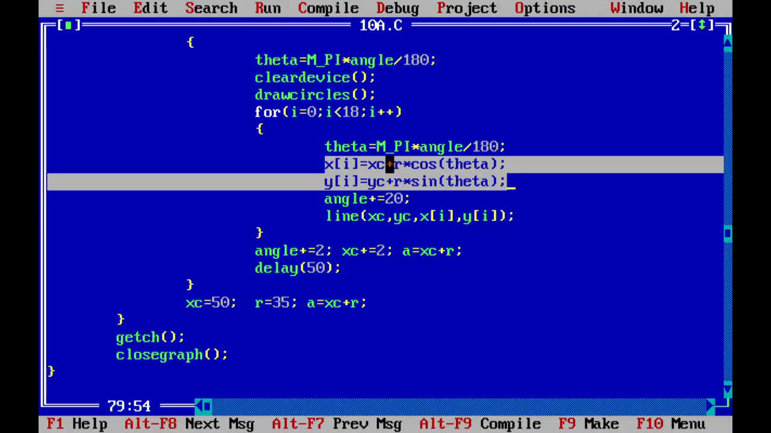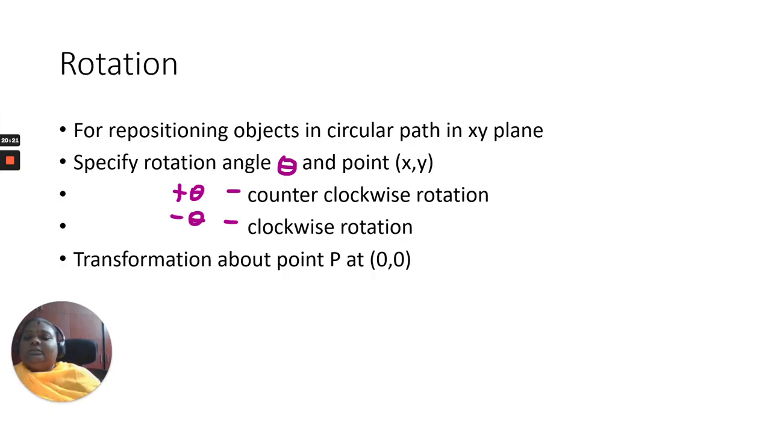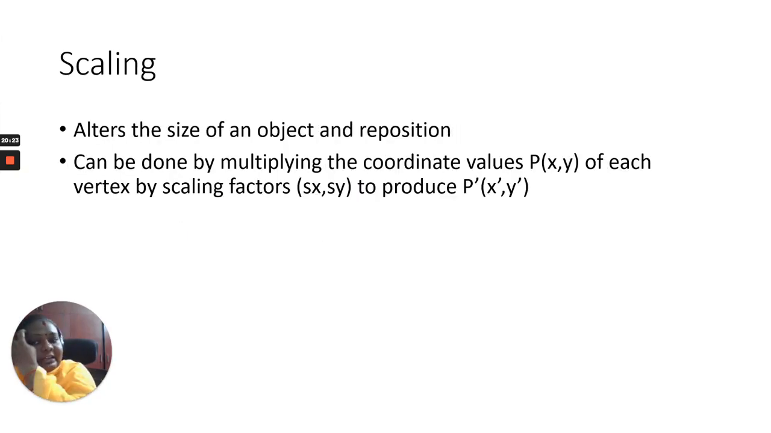So the new value of x is given with the old value of x plus the theta. Theta is set here. Each and every time the angle is rotated by 20 degrees. So the loop will be continuously running for 18 times, and each and every time the wheel will be rotated by 20 degrees. So this is what is going to happen here. So this is rotation. And after that we can go for the scaling.